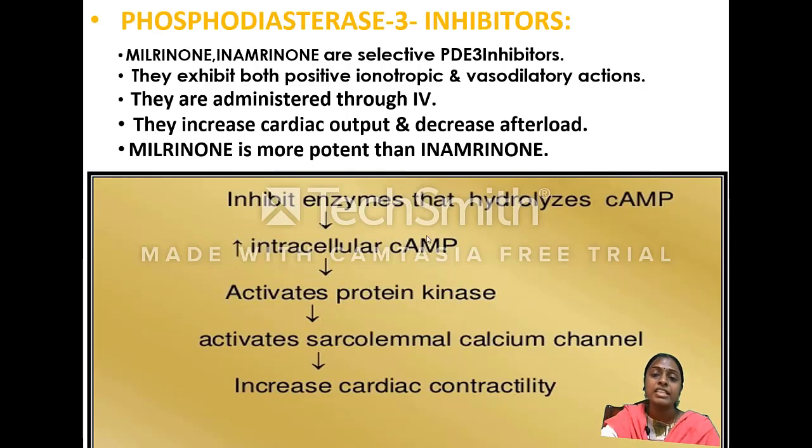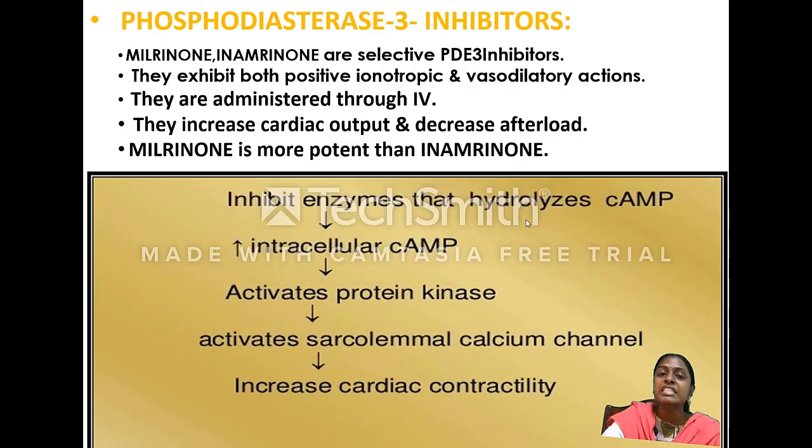And phosphodiesterase 3 inhibitor. This is a drug which will reverse the worsened conditions of the heart. It also has an inotropic action. Positive inotropes increase contraction, and it will hydrolyze cAMP, so intracellular cAMP will get increased.